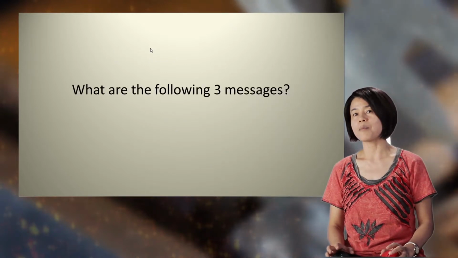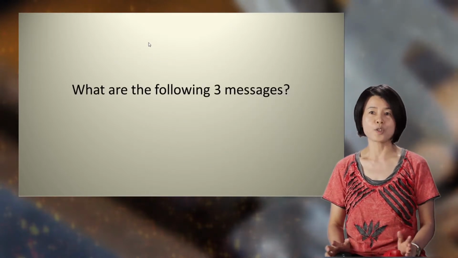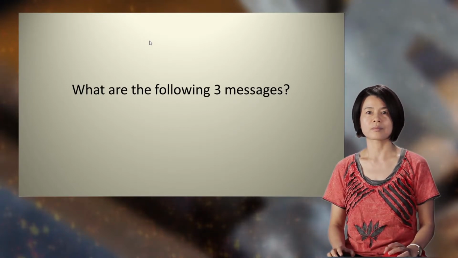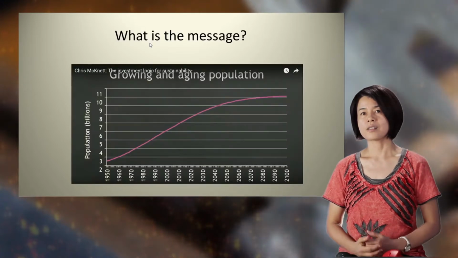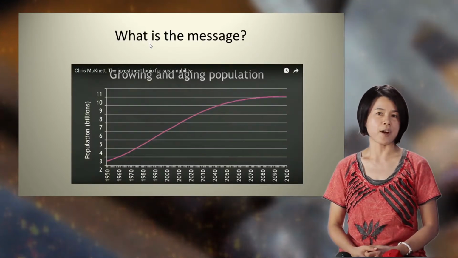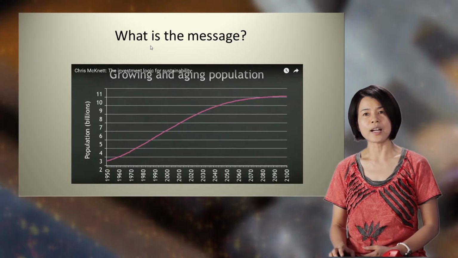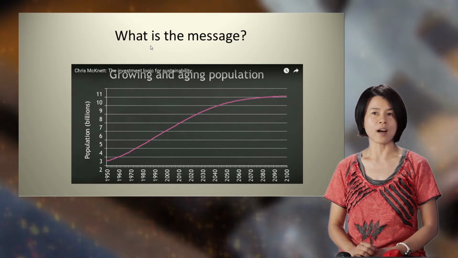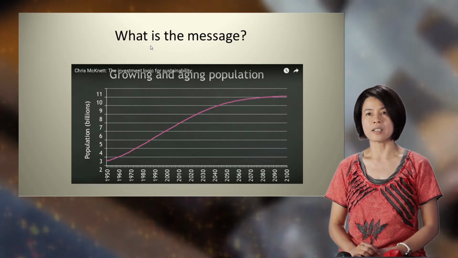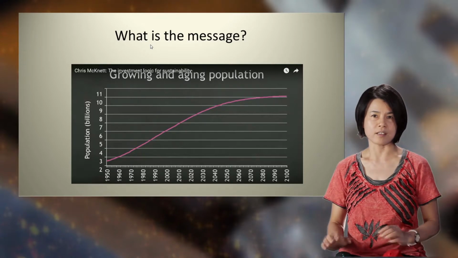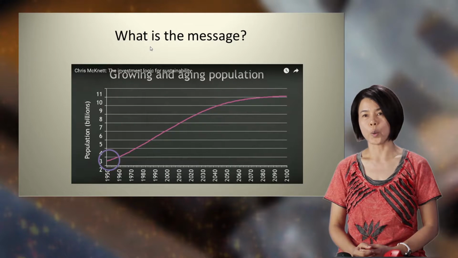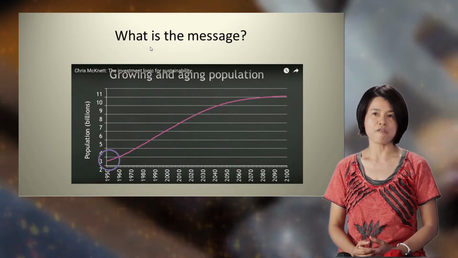We'll start with some graphs and pictures. Could you please tell me what the main messages of the pictures are? First, what's the message of this line graph? The horizontal axis is time between 1950 and 2100. The vertical axis is population in the unit of billions. As you can see in the circle, there are about 2.5 billion people in 1950.